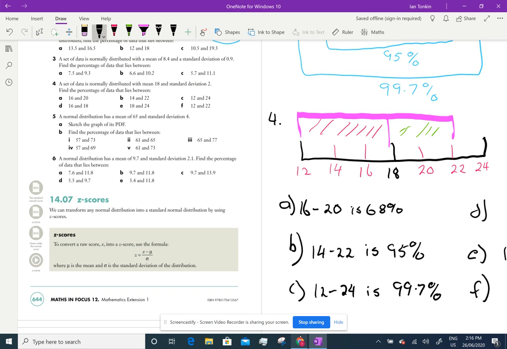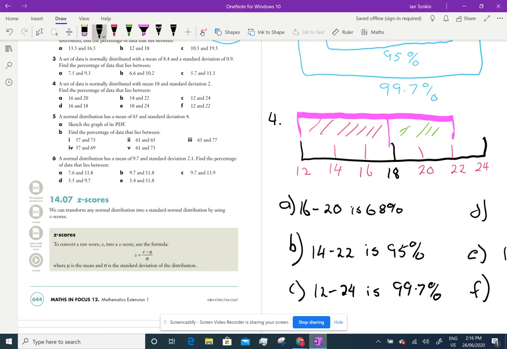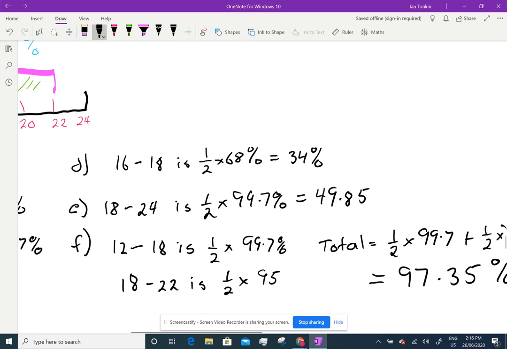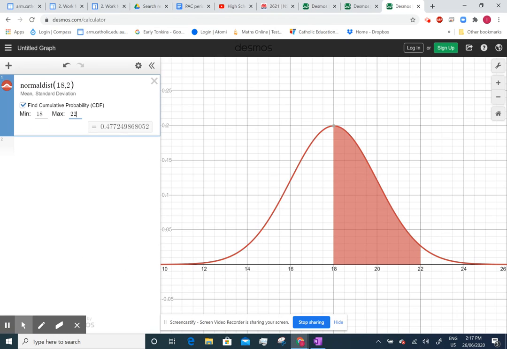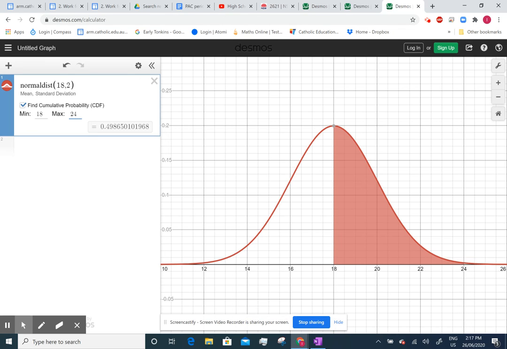So 18 to 24. If I go back and type in 18 to 24, it calculates 49.85. Let's go back to the graph. 49.865. Because when you're using the empirical rule, you're using approximations that have been rounded, this is more accurate.